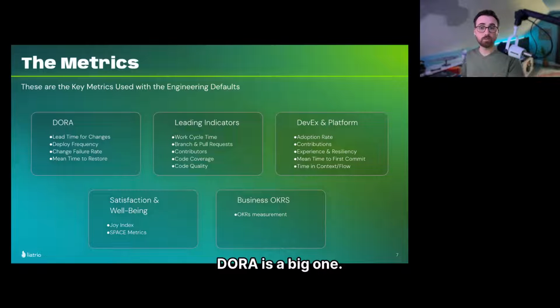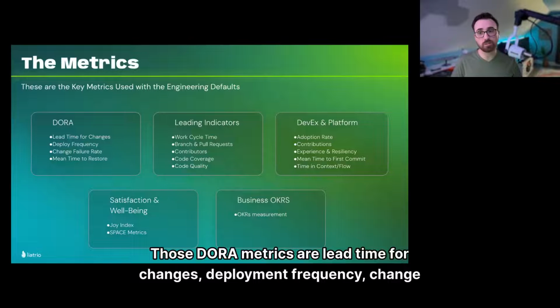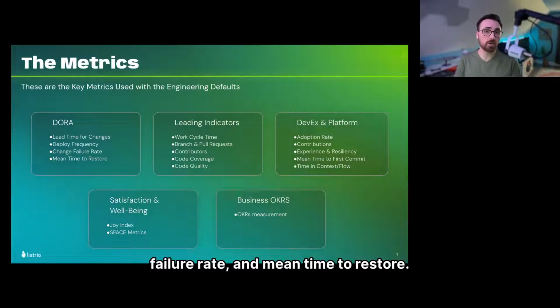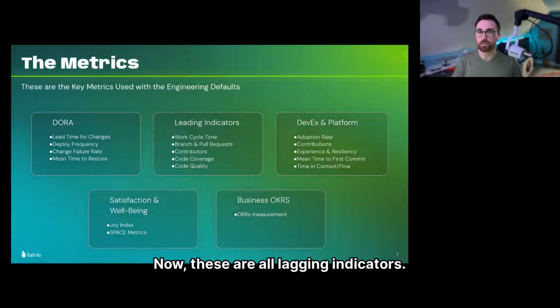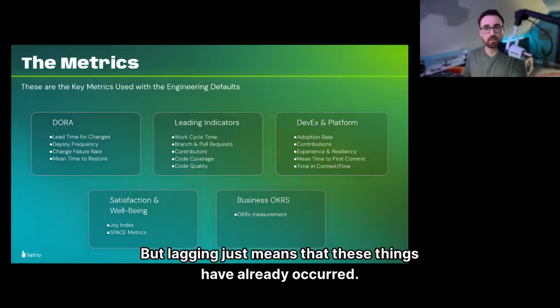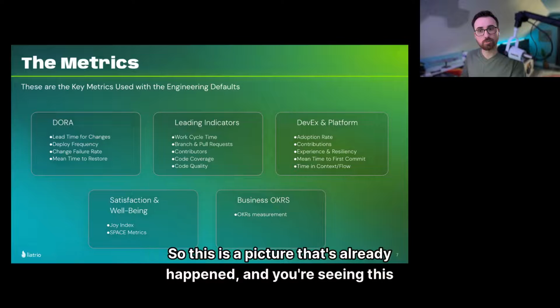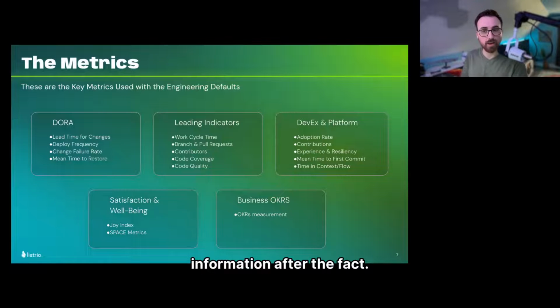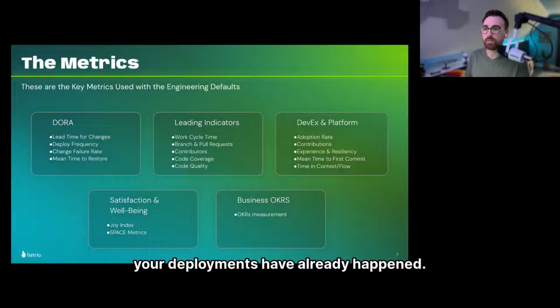DORA is a big one. It's a hot name in the industry. It's very effective. Those DORA metrics are lead time for changes, deployment frequency, change failure rate, and mean time to restore. Now, these are all lagging indicators. And what do I mean by lagging? I don't mean it as a bad thing, but lagging just means that these things have already occurred. So this is a picture that's already happened, and you're seeing this information after the fact. Your deployments have already happened.